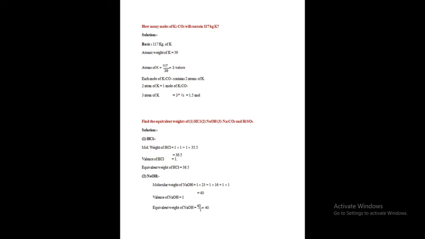Go to the next one, NaOH. Molecular weight of NaOH: sodium is 1 atom, oxygen another, hydrogen a third, each present in 1 mole. So 1 into 23 for sodium, plus 1 into 16 for oxygen, plus hydrogen 1 into 1. Totally 40 is the molecular weight of sodium hydroxide. Valency of sodium hydroxide is also 1, because Na plus, OH minus. So the outermost orbital has only 1 electron, so the valency of sodium hydroxide is 1.